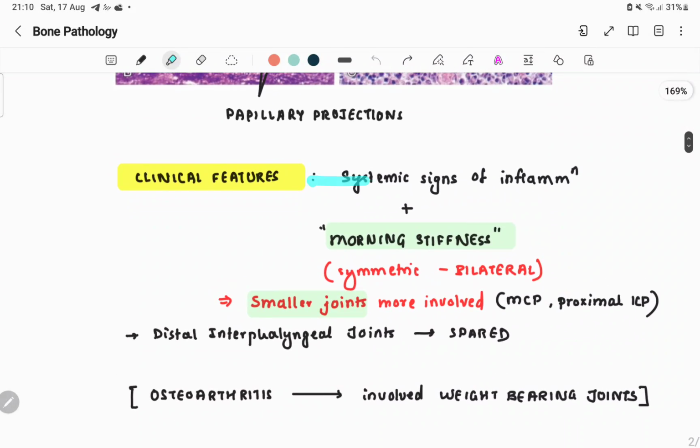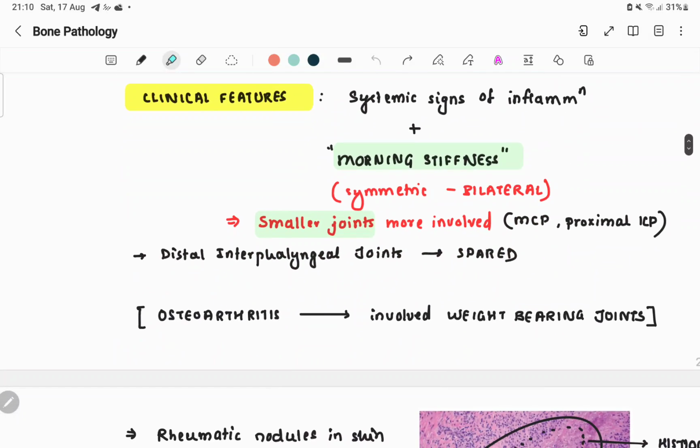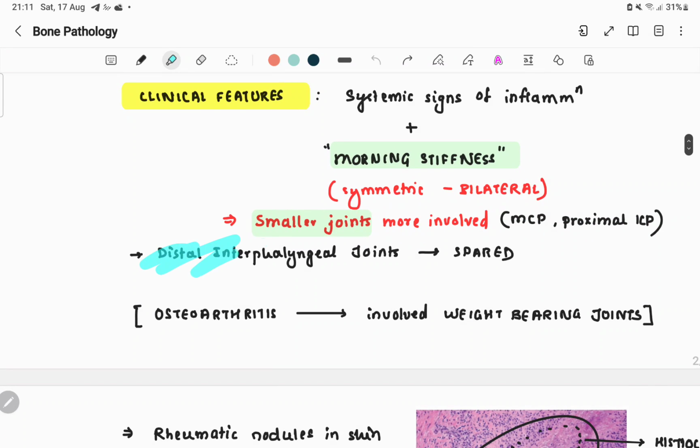Clinical features. What are the systemic signs of inflammation? All the cardinal features of inflammation like rubor, calor, tumor, dolor are present. Then morning stiffness will be there. Symmetric bilateral morning stiffness, because both joints are affected. Osteoarthritis may involve one joint, but this will involve both joints, right? Smaller joints are more involved, MCP and proximal IP joints. Distal interphalangeal joints are spared.